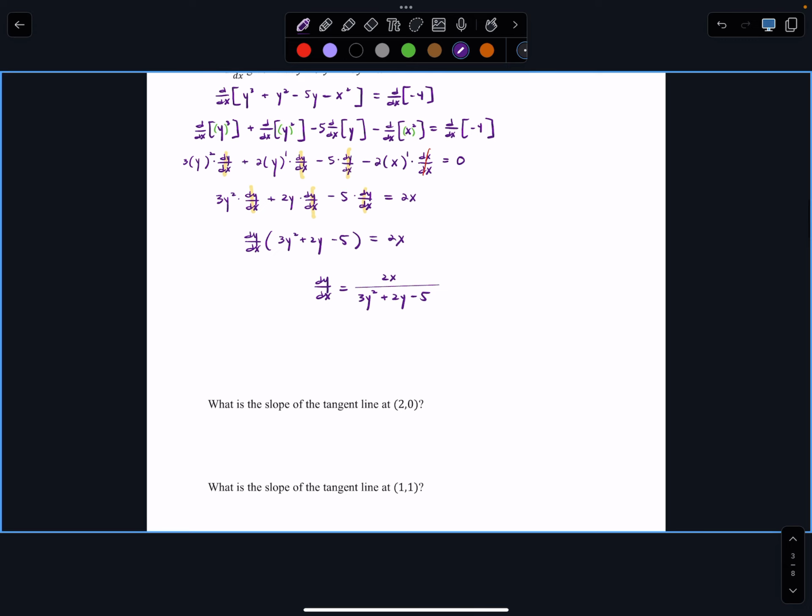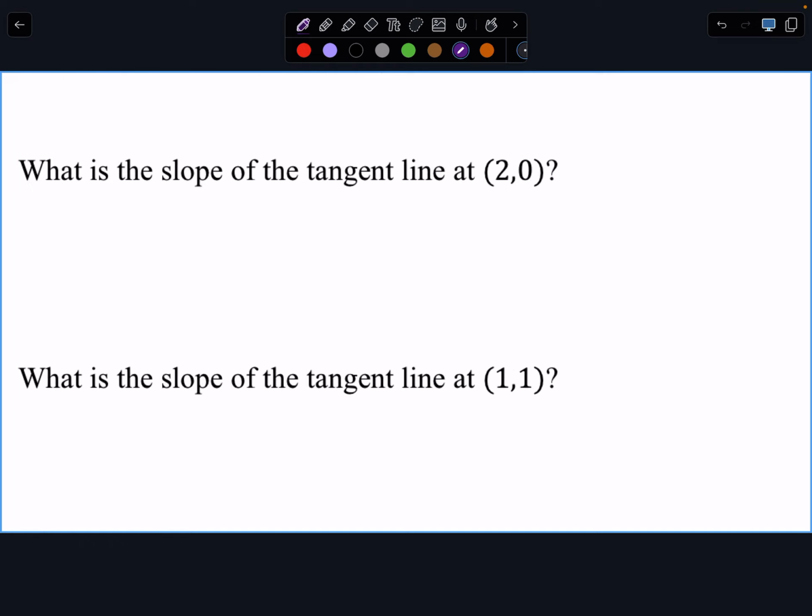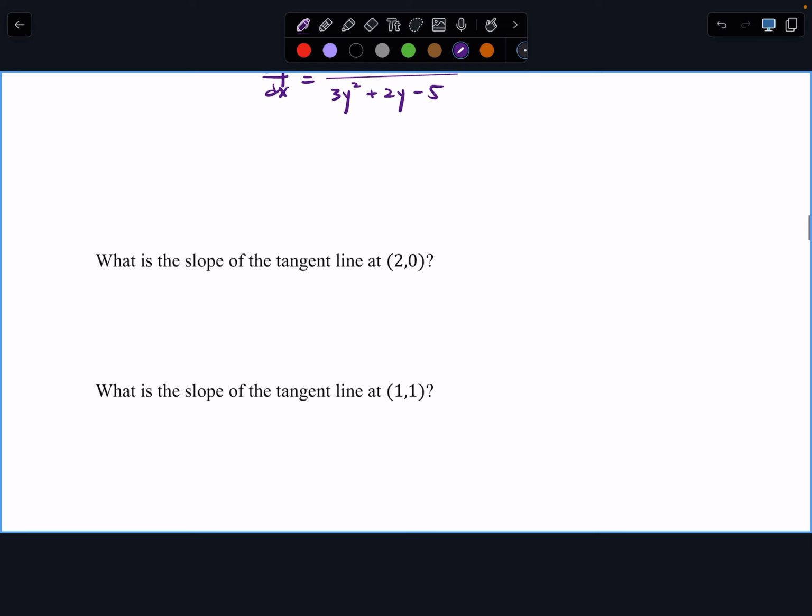Yeah, go ahead and find the slope at each of these points. So go ahead and plug in. You're evaluating dy over dx for (2, 0), and then evaluating dy over dx for (1, 1). But you can't just say x is equal to 2, you have to go to the point. You have to use the point because you have x's and y's in your derivative.